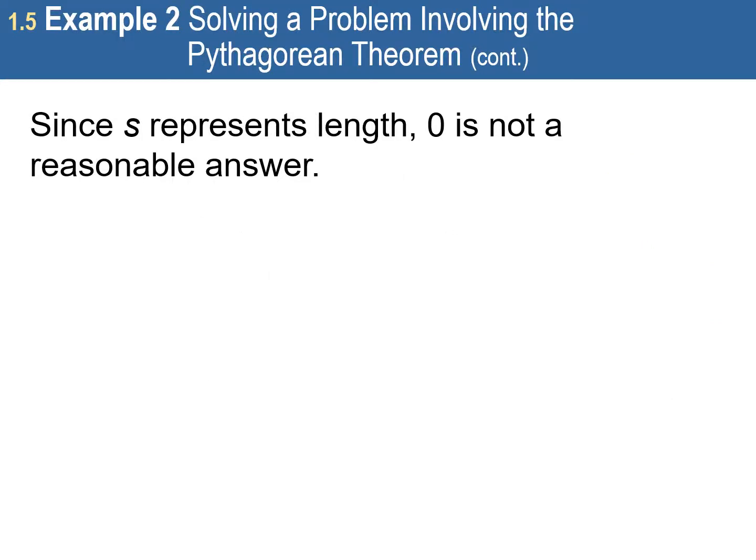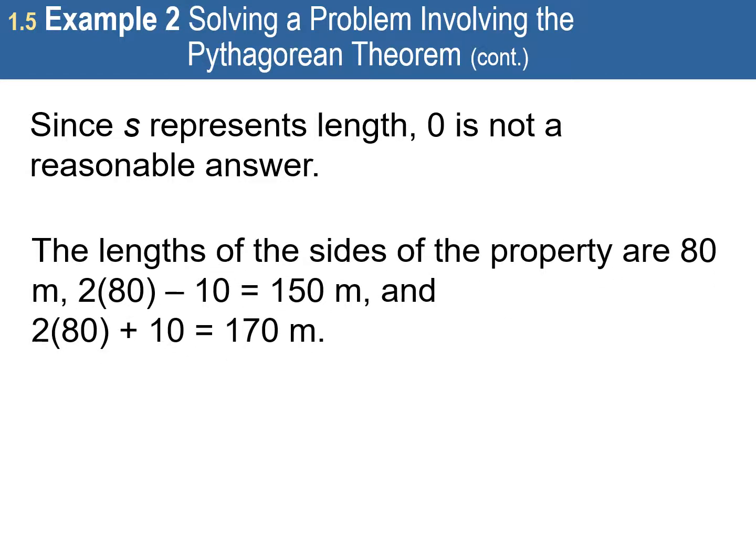Now, since s represents the length of a side, then 0 is not a reasonable answer. So the lengths of the sides are 2 times 80 minus 10, or 150, and 2 times 80 plus 10, or 170.